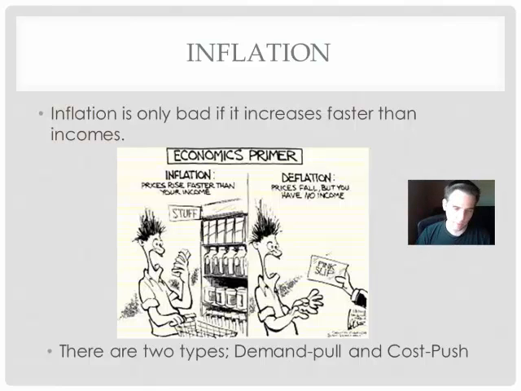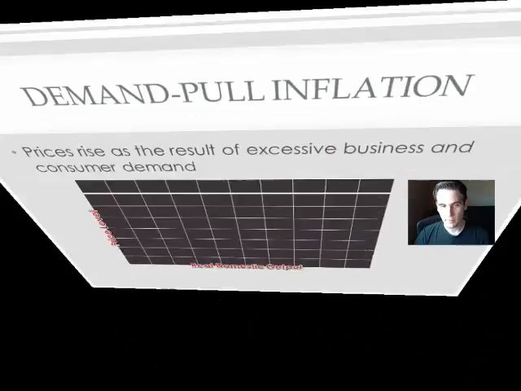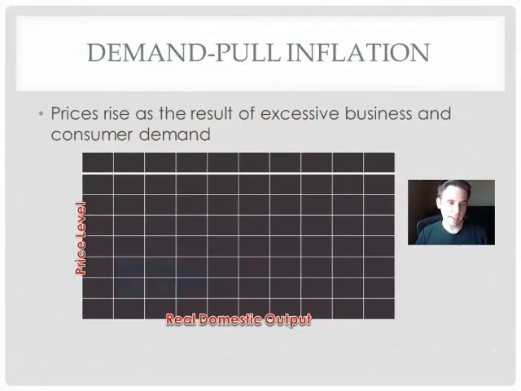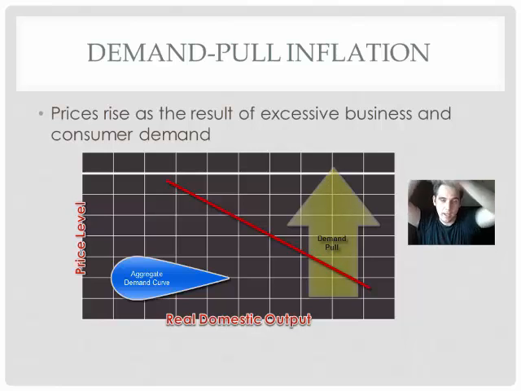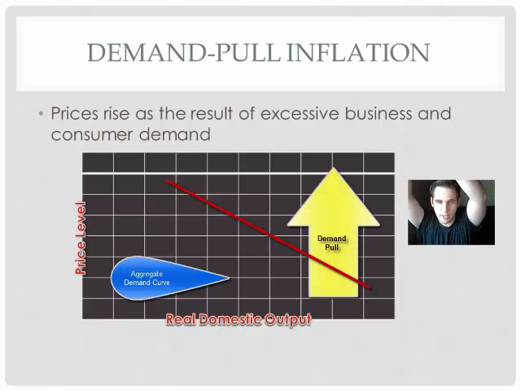Now there's two types of inflation. There's demand pull and cost push. Demand pull is when prices rise. I mean, that's inflation. Prices rise as the result of excessive business and consumer demand. So there's more demand and more business activity than suppliers can keep up with, and that will pull prices up. Demand is pulling inflation up, causing it to increase.